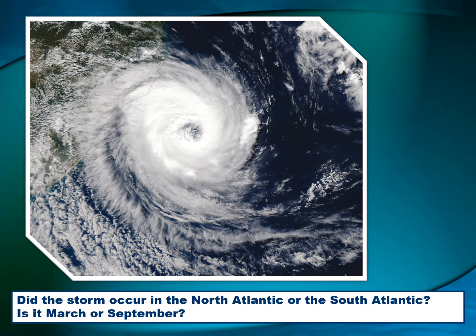So this is not in the northern hemisphere. This is going to be in the southern hemisphere. We do occasionally get them to form in the South Atlantic, just not that often. And of course, this would not be in September because this is the southern hemisphere, so it's going to be in March, which is their summer, part of their hurricane season.